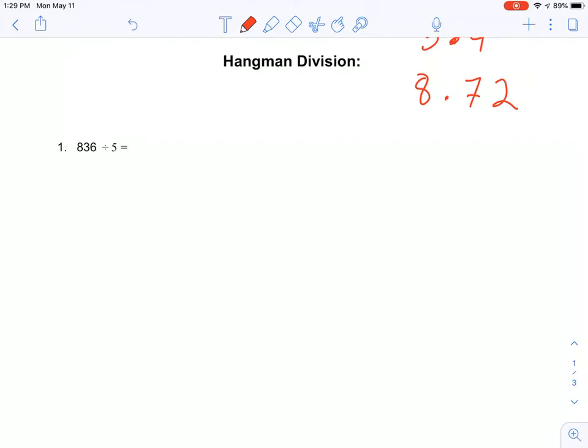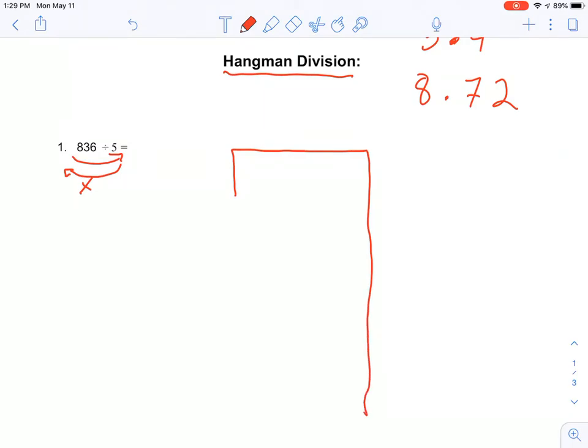Okay, so what do we know about the Hangman division method? Well, one thing we do know is that instead of actually dividing, we are multiplying, or using repeated multiplication, in order to come up with our answer. And this works because multiplication is the inverse of division, right? So with that said, what we can do first is create our little hangman apparatus so we can get started.